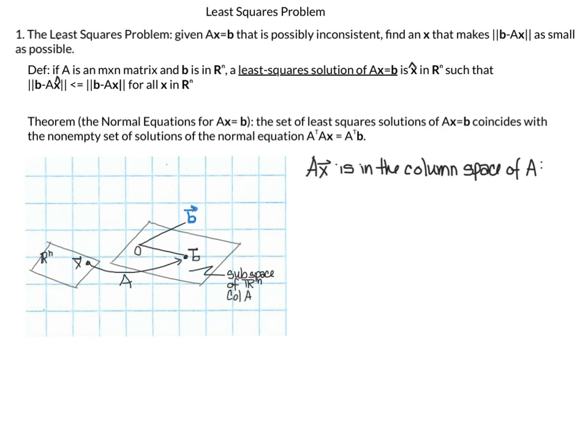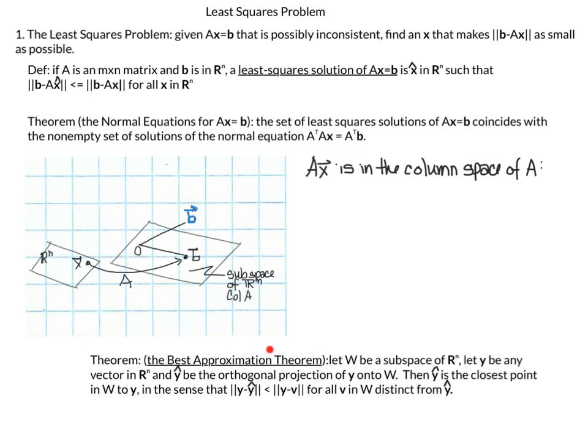blue b. And from our last video, we have this best approximation theorem that said: let W be a subspace of Rn. In this case, our W is this column space of A. Let y be any vector in Rn. In this case, this blue b is our y. Then let y hat be the orthogonal projection of y onto W. Then y hat is the closest point in W to y. So what this is telling us is the vector b here in the column space of A that is closest to this blue b is the orthogonal projection of this blue b onto the column space of A.